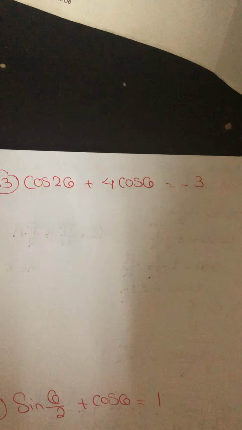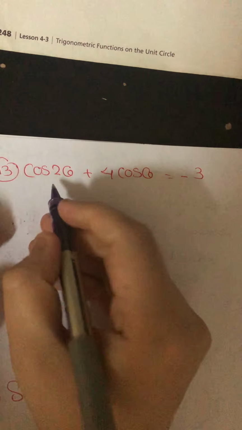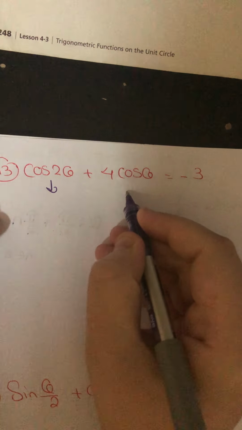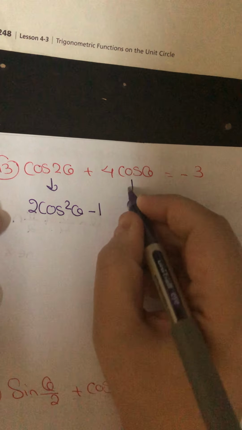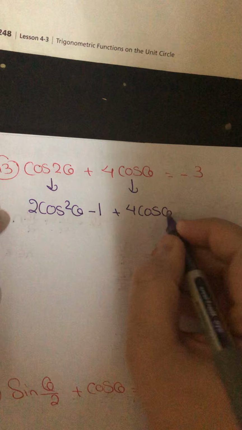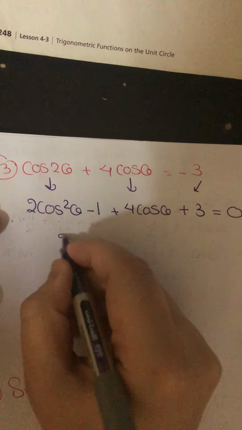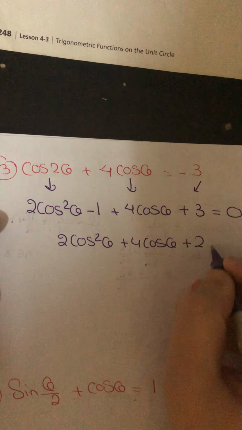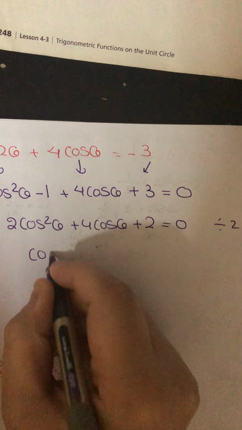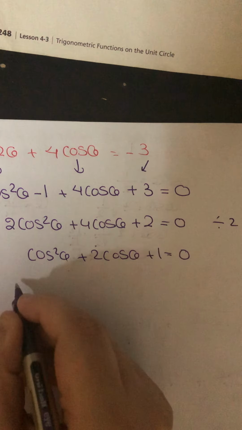Here, cosine 2 theta is a double angle identity. Well, I'm going to use the one that has cosines because this is cosine. So I'm going to put 2 cosine squared theta minus 1, and I'll drop this down, plus 4 cosine theta. Gonna take this to the left side, plus 3 equals to 0. I will get 2 cosine squared theta plus 4 cosine theta plus 2 equals to 0. I can divide the whole equation by 2 to make it simpler. So cosine squared theta plus 2 cosine theta plus 1 equals to 0.